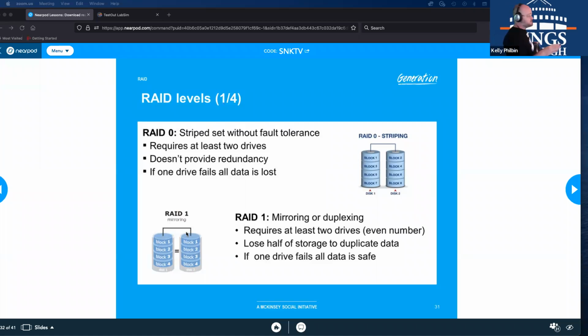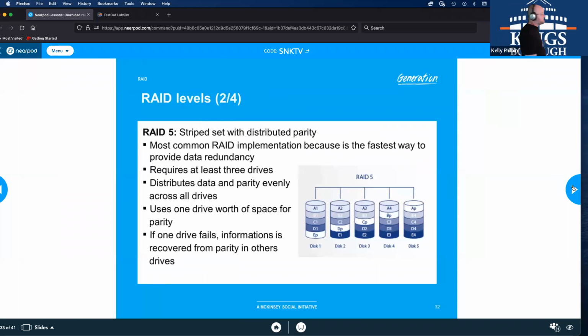Questions on RAID 1, mirroring or duplexing? All right. Next, RAID 5. This is by far the most popular at the time.